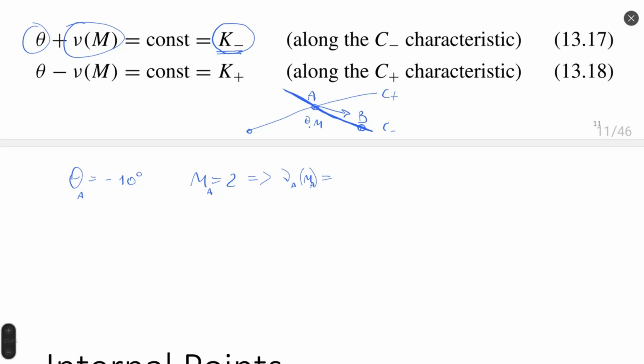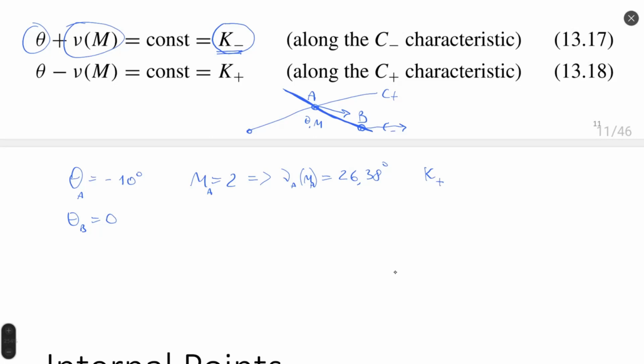Okay, for Mach 2, it will be 26.38 degrees. And now, we had theta negative, minus 10 degrees. For example, at point B, theta is equal to 0. And what is missing to calculate this constant?